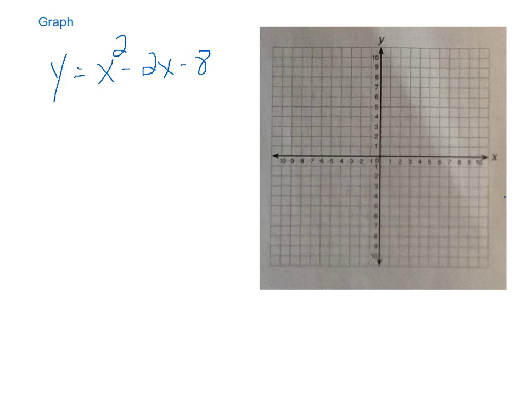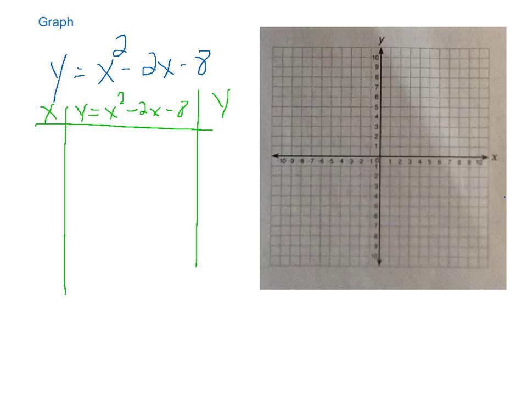Okay, for this one we've got to graph the equation y equals x squared minus 2x minus 8. So I'm going to create another t-chart. A column for x, a column to represent the equation, and a column for the y. I'm going to start with 4 here and just get a bunch of points in here.